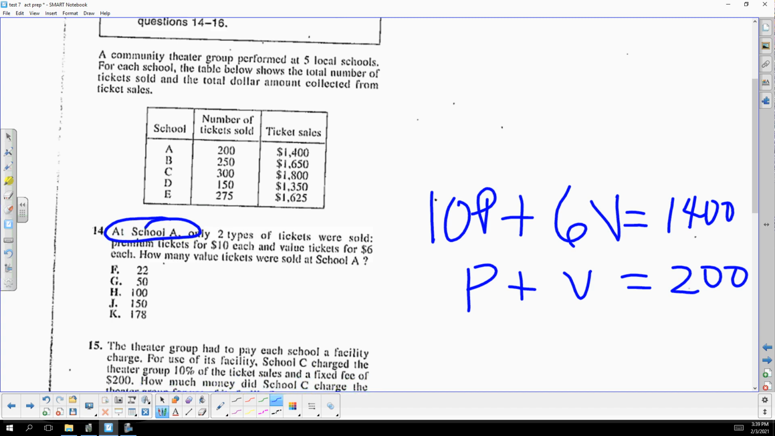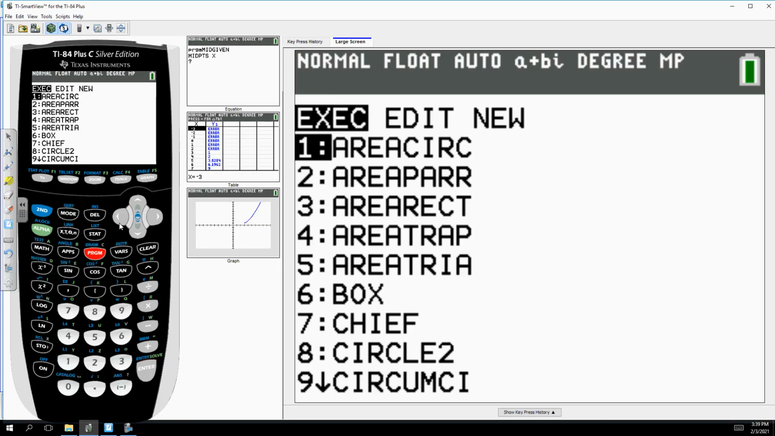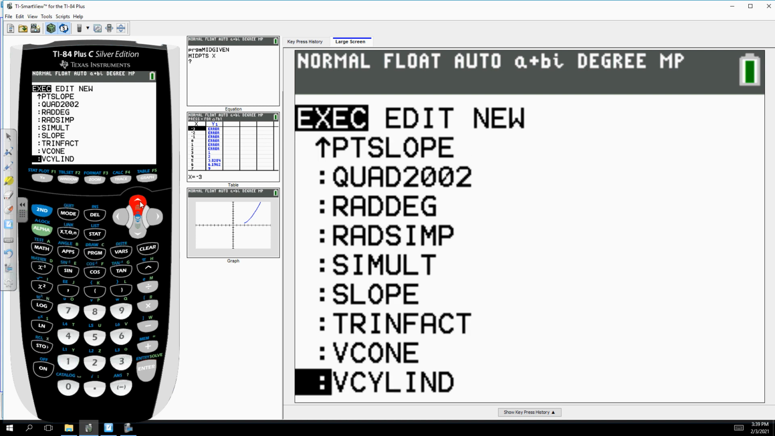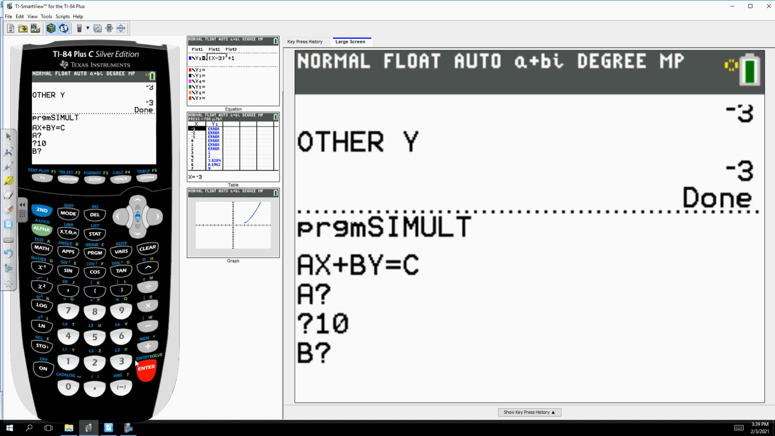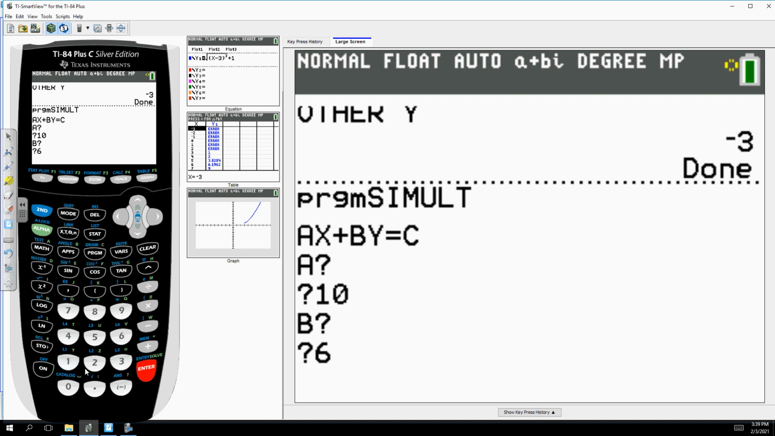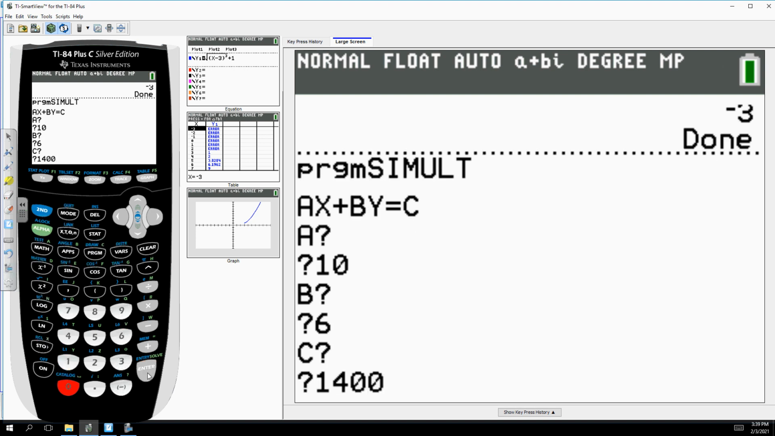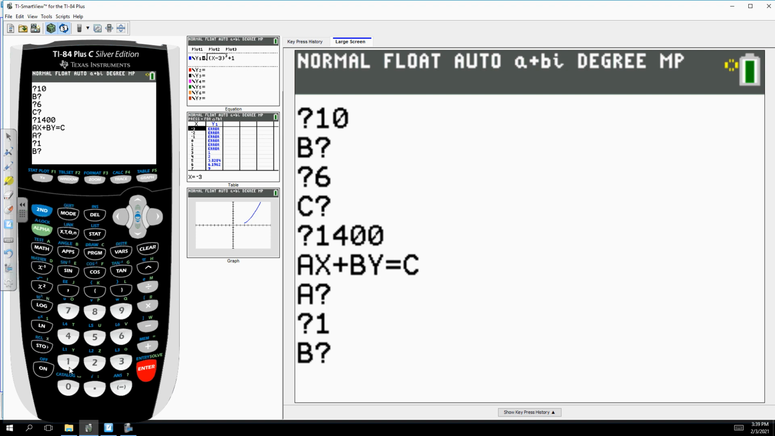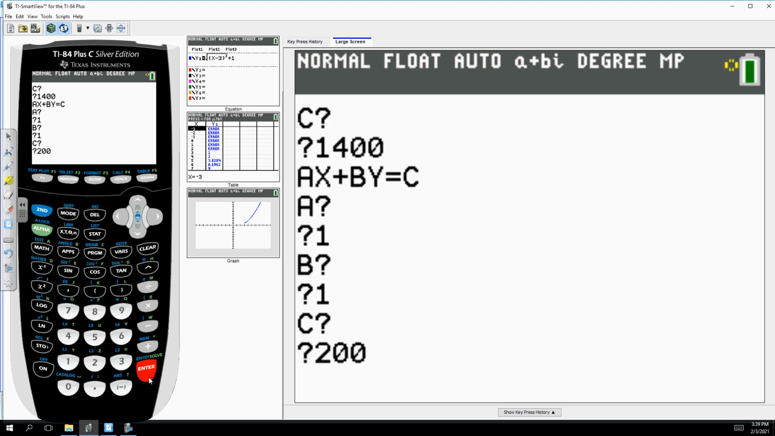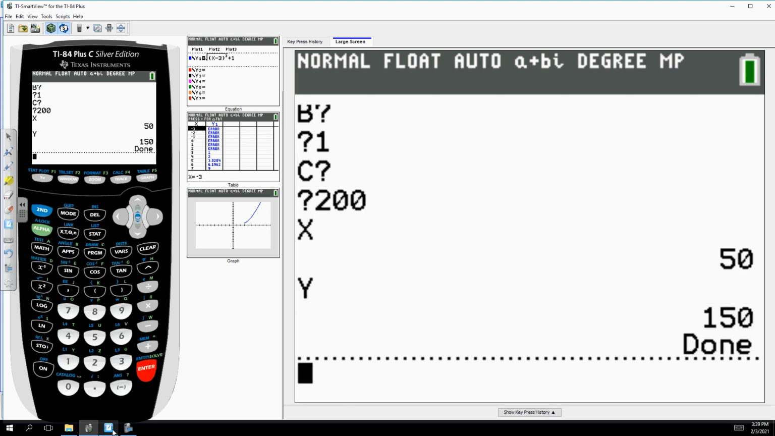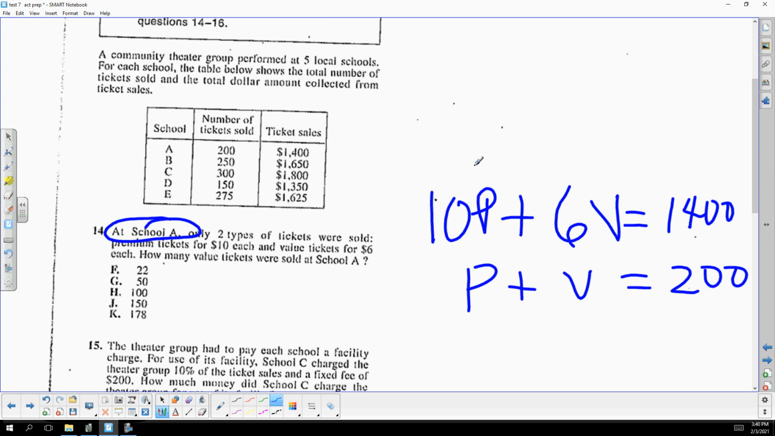We have seen this in our class before, almost the exact same thing. Simultaneous equations: we got the 10, the 6, and the 1400. And then we got the 1, and the 200 for 200 tickets. It ends up being 50 and 150. So that means 50 of the premium, 150 of the value, choice J.